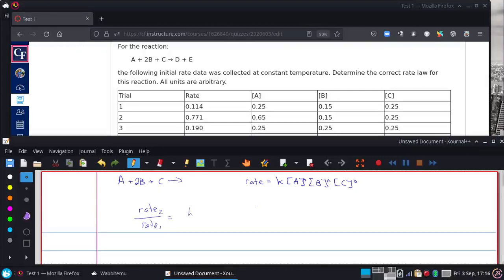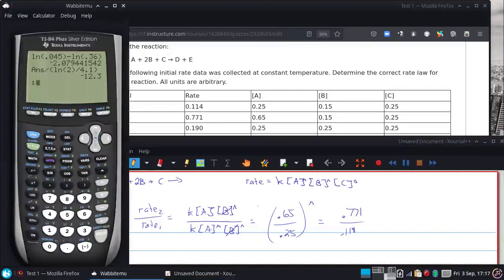If I do rate 2 over 1, I'm going to write this up here, A and B. Since I've already decided that C is either to the 0th order or left off the law, I'm going to leave it off. If I look at rate 2 and rate 1, B is held constant, so I can ignore that. So I can put in a 0.65 and a 0.25, raised to the nth power, and that should be equivalent to 0.771 and 0.114.